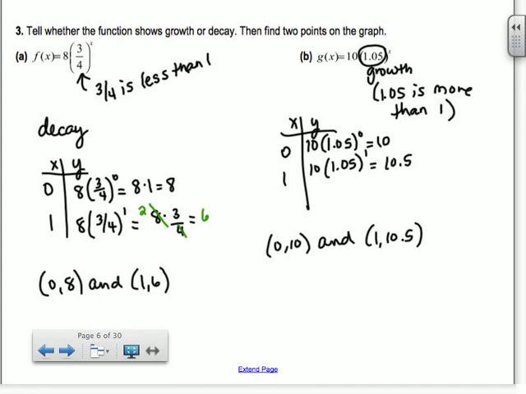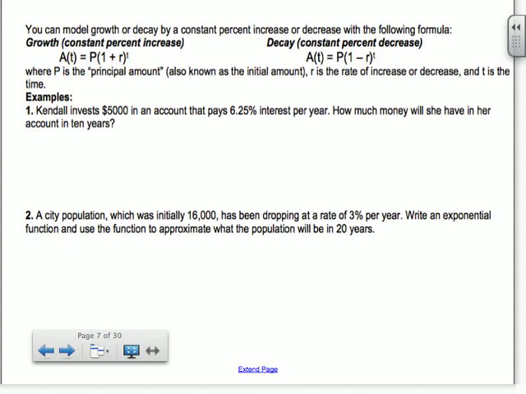Okay, next up. You can model growth or decay by a constant percent increase or decrease with the following formulas. If it's a percent increase, you're going to do 1 plus r. So if I was adding 5% each time, that would be 1.05, right? 5% is 0.05. Do you guys understand this? If I'm adding 20%, it'd be 1.2, right? So each time you'd be adding another 20%. Percent decay is going to be 1 minus r. So if I'm decaying by 15%, it's 1 minus 0.15, so it'd be 0.85. So you're getting 85% of what you have each time.